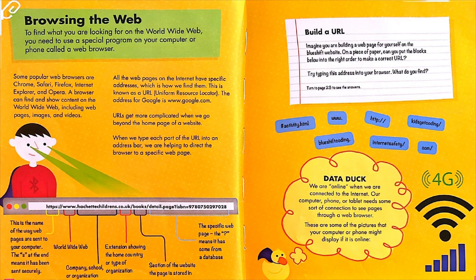DataDuck. We are online if we are connected to the internet. Our computer, phone, or tablet needs some sort of connection to see pages through a web browser. These are some of the pictures that your computer or phone might display if it is online.